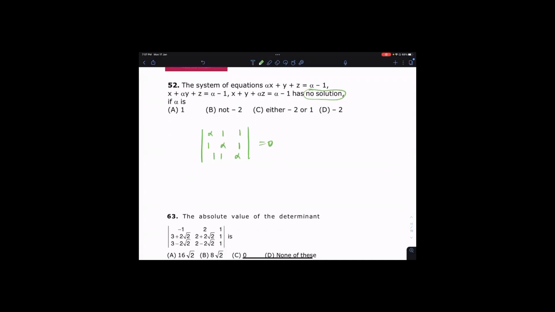Now, if you simplify, alpha into alpha square minus 1, minus 1 into alpha minus 1, plus 1 into 1 minus alpha. We'll get alpha cube minus 3 alpha plus 2 equal to 0. So alpha equals 1 is satisfying. Okay, so let us put alpha equals 1. What do we get? Because when alpha is 1, that will be 0.